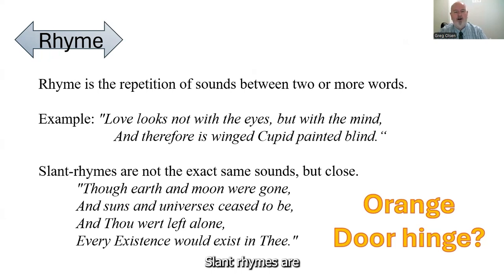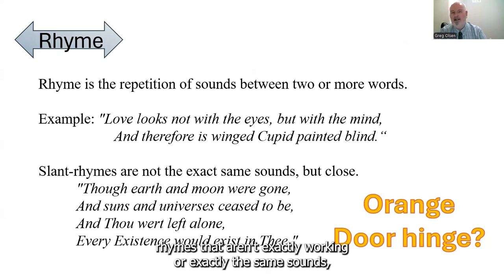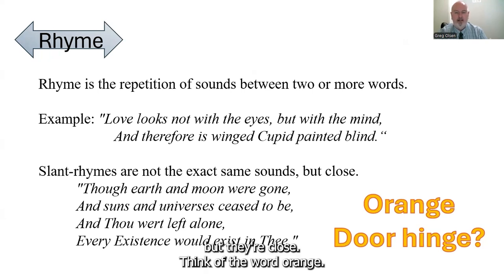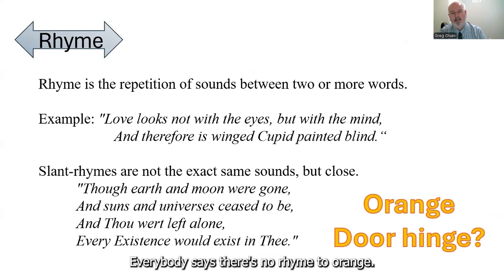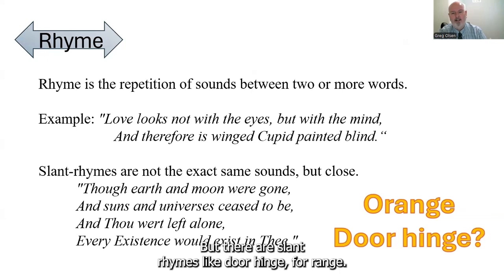Slant rhymes are rhymes that aren't exactly the same sounds, but they're close. Think of the word orange. Everybody says there's no rhyme to orange, or at least no natural rhymes, but there are slant rhymes like door hinge, four inch. Any of these could be slant rhymes for orange.